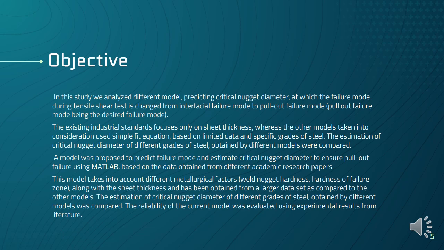A model was proposed to predict failure mode and estimate critical nugget diameter to ensure pull-out failure using MATLAB, based on the data obtained from different academic research papers. This model takes into account different metallurgical factors such as weld nugget hardness, hardness of failure zone, along with the sheet thickness, and has been obtained from a larger data set as compared to other models. The reliability of the current model was evaluated using experimental results from literature.